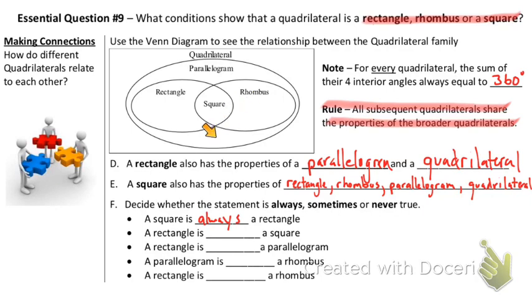Now we look at the next question. A rectangle is always, sometimes, or never a square. So let's look at our Venn diagram. Is a rectangle always a square? If you notice, there's part of the rectangle area that does not fit in the square. So there's some rectangles that are not squares. So it's not always. Is it never a square? If you notice, the circle of the rectangle is part of the circle of the square. So it's sometimes a square.